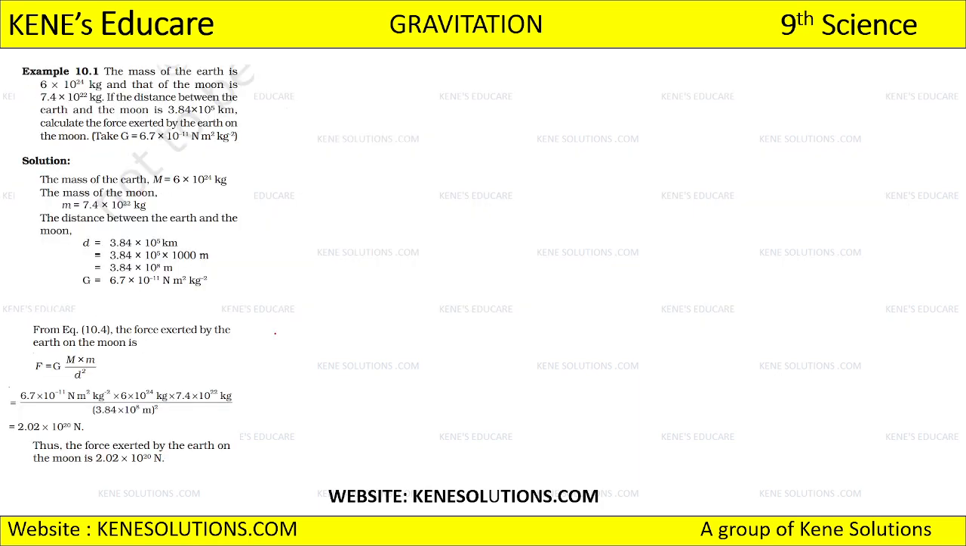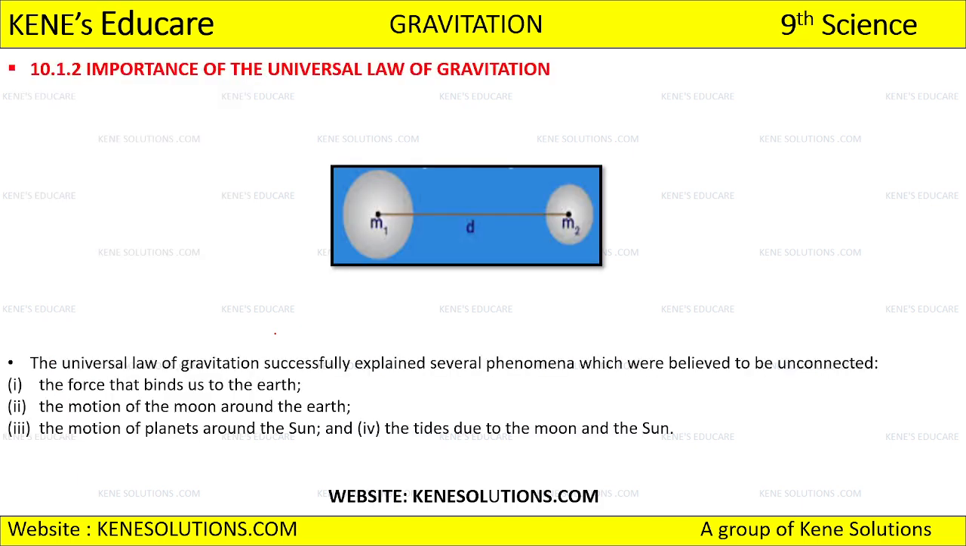So in the next class I'm going to start with example 10.1, where we will be calculating the force exerted by Earth on the moon on the basis of the information that has been provided, using the formula of the universal law. So we'll be doing this example in the next class. Then we will start with the importance of the universal law of gravitation. Today we discussed what exactly the universal law of gravitation is.